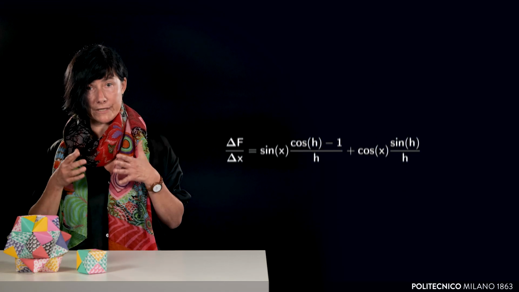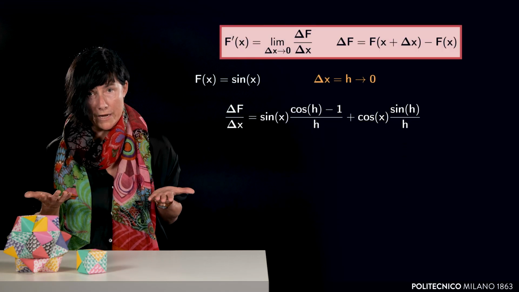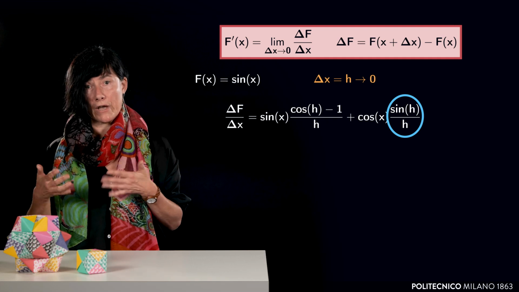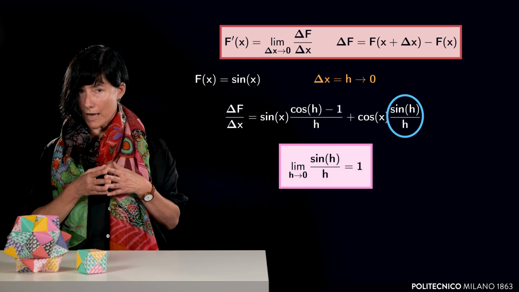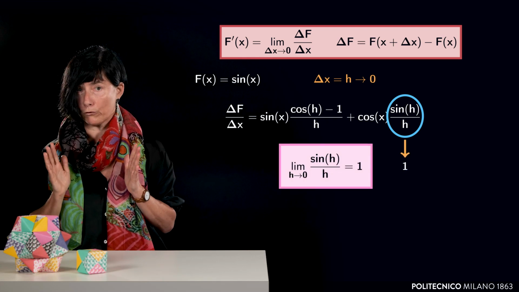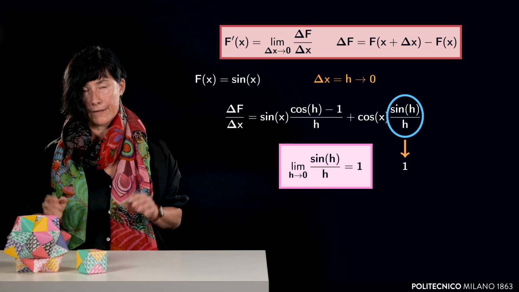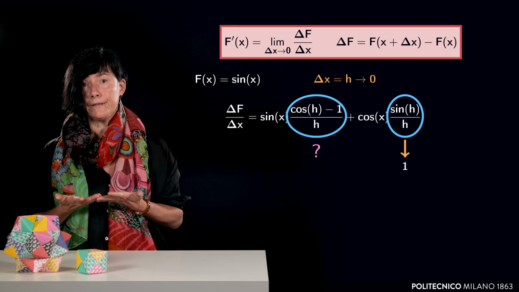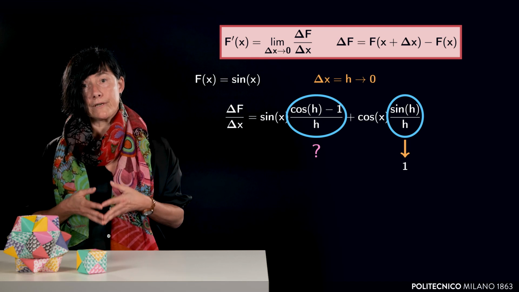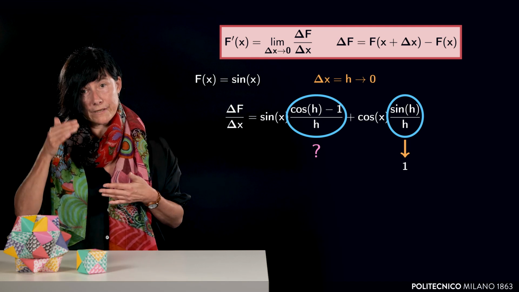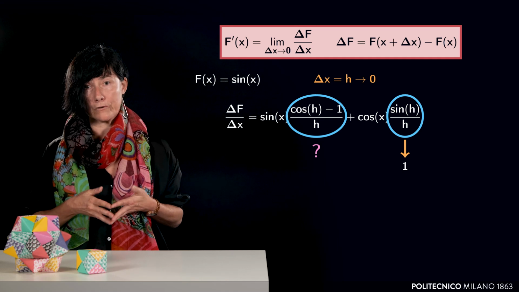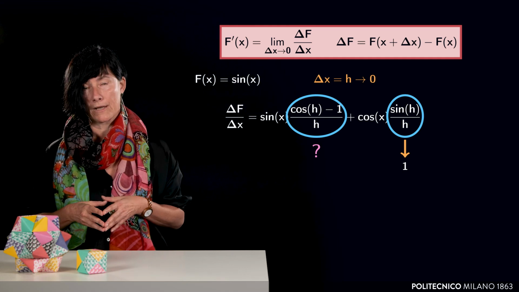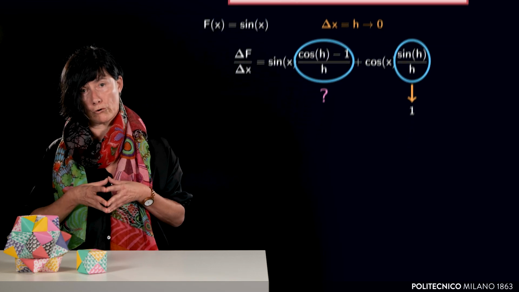Now the challenge is studying the limit as delta x, namely h, approaches 0. We have the ratio sin h over h, that is exactly the special limit we met before, so its limit is 1. But since cosine h approaches 1 in the limit h to 0, there is a second indeterminate form 0 over 0 that comes from the ratio cosine h minus 1 over h. Let's see together how to solve this limit.